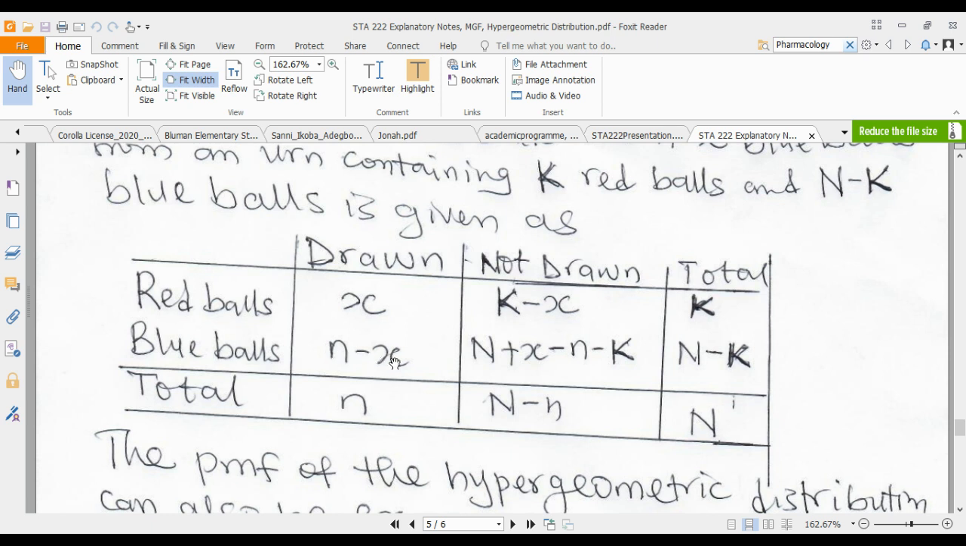If you draw n minus x blue balls, what is left of the blue balls is you subtract this n minus x from the N minus K total. So this is N minus K minus n minus x, which we have now resolved to look like this. And you have a total of capital N minus K blue balls. So the total size of the sample is small n. The entire size of what is left in the urn is capital N minus n, and the total size of the urn is capital N.